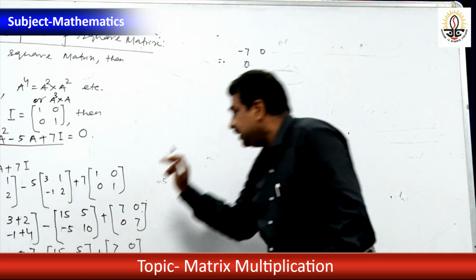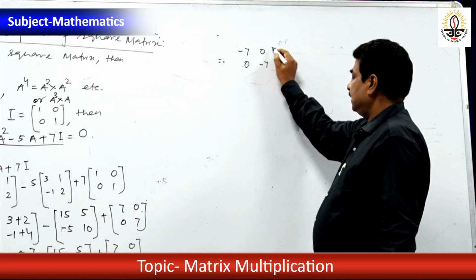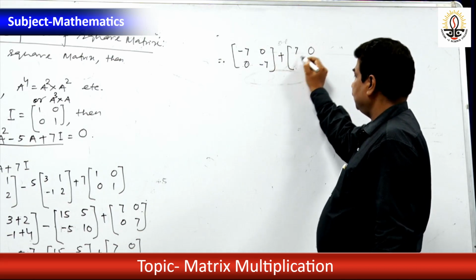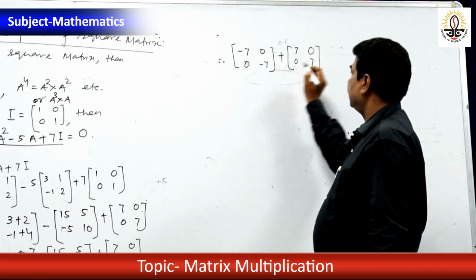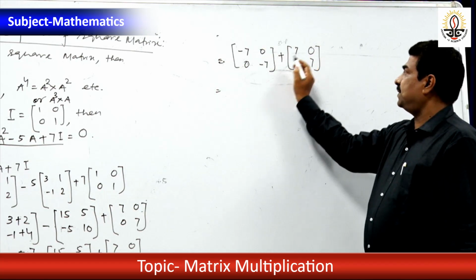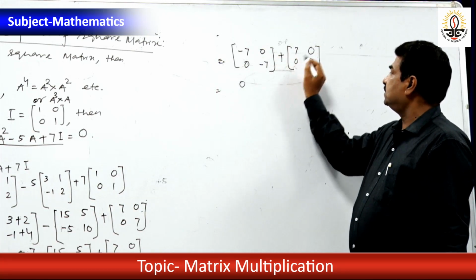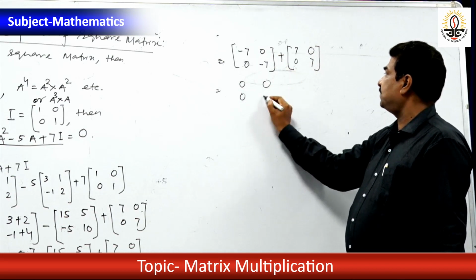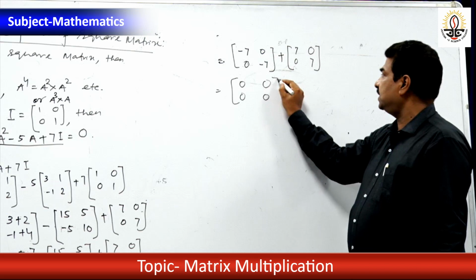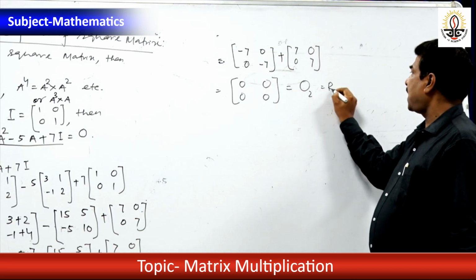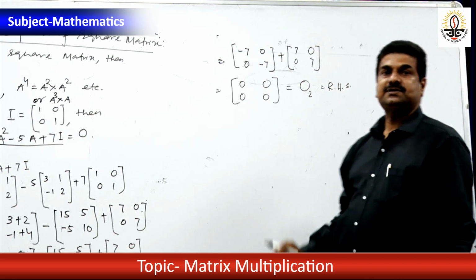3 minus 10 is minus 7. Here you see plus [[7, 0], [0, 7]]. So minus 7 plus 7 is 0, and the last one is also minus 7 plus 7, which is 0. So this is a null matrix of order 2, and this is the right hand side.